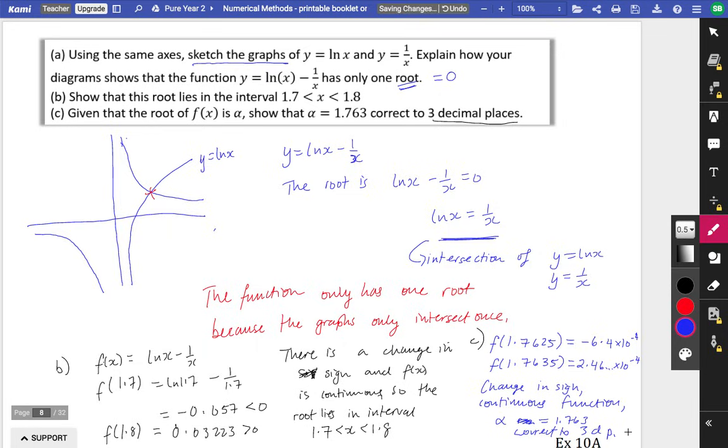Okay, so this should give you enough information to be able to have a go at exercise 10A. If you've got any questions from exercise 10A, let me know and we'll see how it goes, and we'll come back and do some of the other bits in a second.